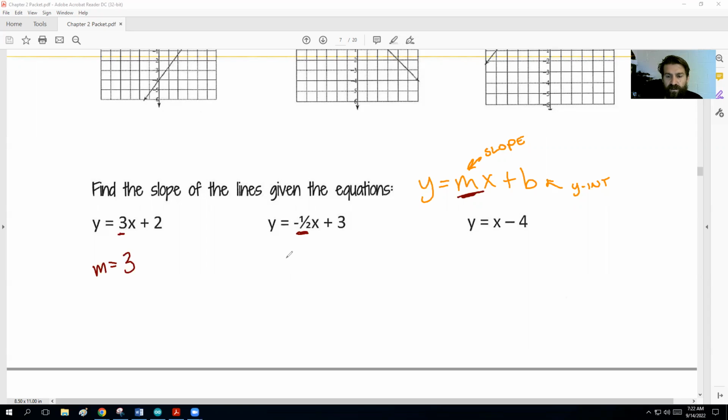This one here, what's the slope of that? That would be -1/2. And this last one here, what's the number next to the x? Technically, it is 1. So these are really easy to do, especially if the y is already by itself. The only time this becomes difficult is if you have an equation that you have to solve for y.